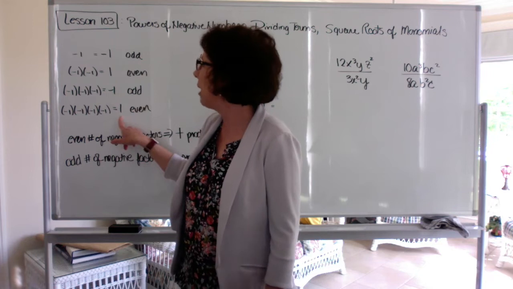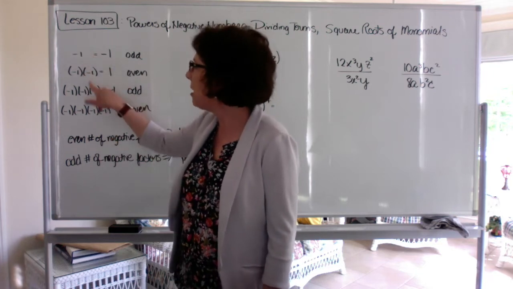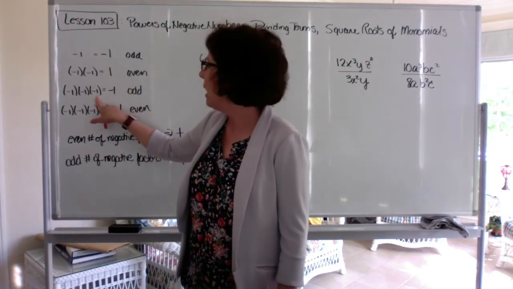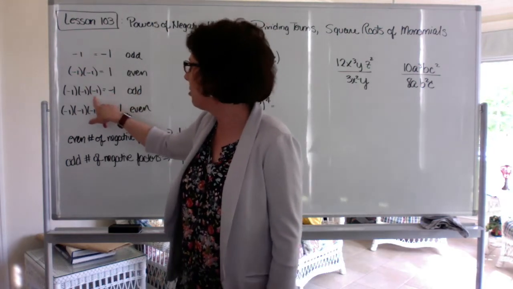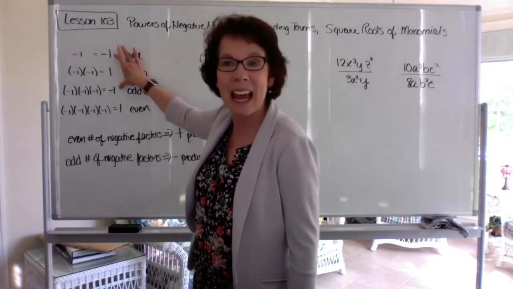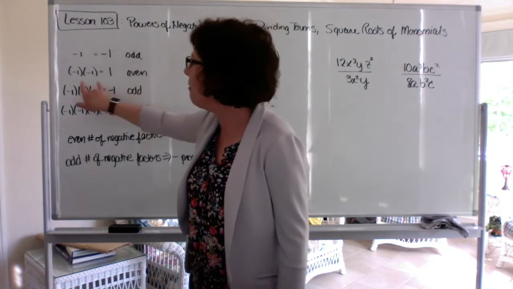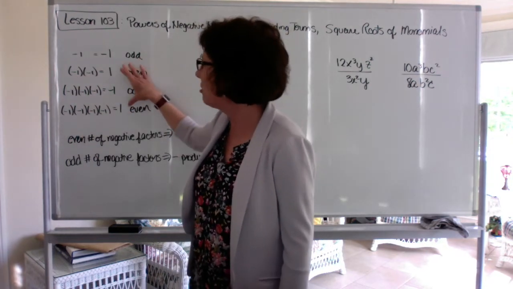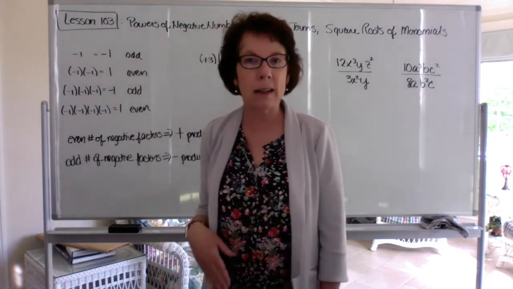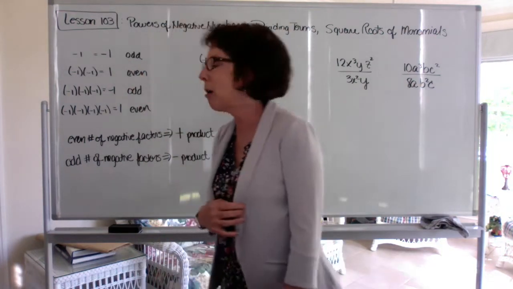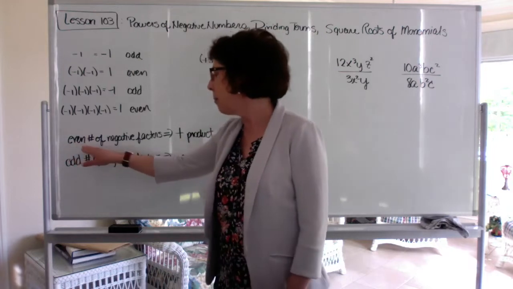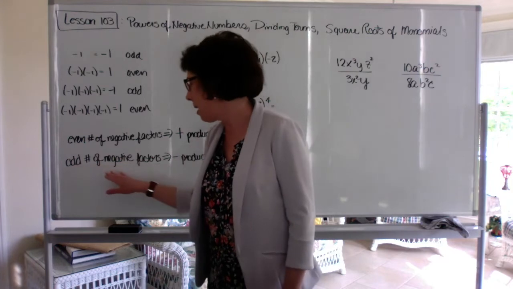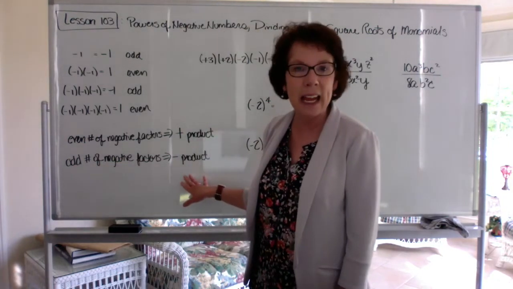Now let's notice the pattern here. When we have an odd number of negative factors, here we have 1 or 3, our answer is negative. If we have an even number, here we have 2, here we have 4, of factors that are negative, our product is positive. So we can talk about a general rule. An even number of negative factors gives us a positive product, but if we have an odd number of negative factors, we're going to get a negative product.